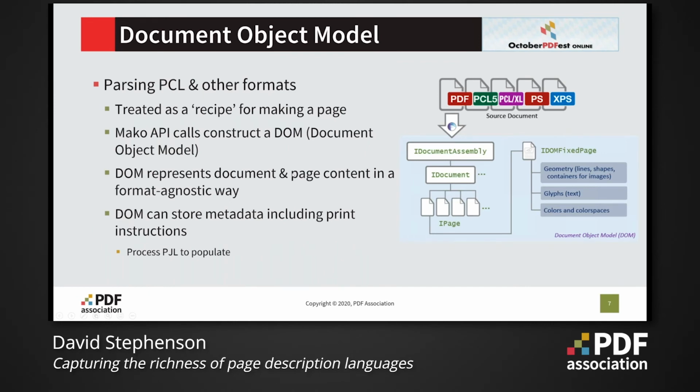So here we're going into slightly more detail. We parse those different formats and create a page in our own object model, and the DOM, of course, represents the document and page content in a format-agnostic way. So we can operate on that content. It doesn't matter whether it's come from a PDF or a PCL file. We can operate on it in exactly the same way. And so I could just as easily have created that example using PCL as an input format.